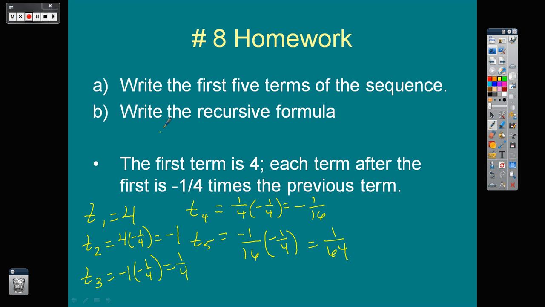What would this recursive formula look like? T sub 1 is 4. The mystery term is negative 1/4 times the one before it. Now technically there's no limit to this one, it could go on forever and ever and ever. So I'm going to say for integers n greater than or equal to 2.